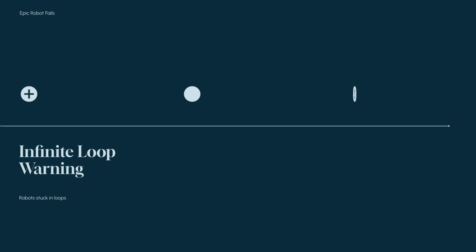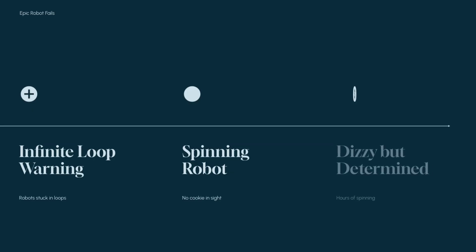But loops come with a hilarious warning. They can create epic robot fails. Ever seen a robot get stuck doing the same thing over and over? That's an infinite loop. Imagine programming your robot to spin until it finds a cookie, but forgetting to put a cookie in the room. Hours later, your poor robot is still spinning, dizzy but determined.